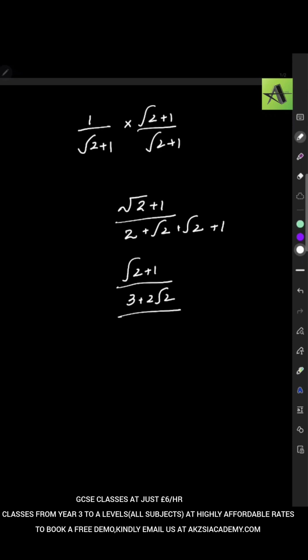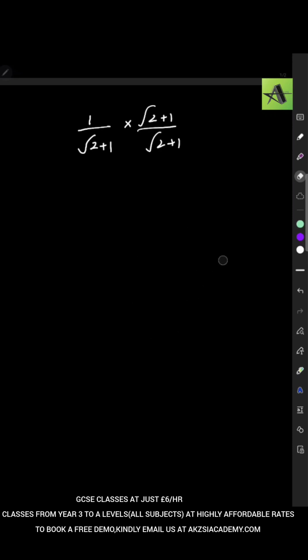And you can clearly see you are still not able to remove the surd. Even if you keep on multiplying again, it doesn't matter. If you keep on doing so, you will keep on getting a surd number in the denominator. So instead, we have to divide and multiply with such a number that can easily remove the surd from the denominator, and that would be root 2 minus 1. What I did is I have just changed the sign.